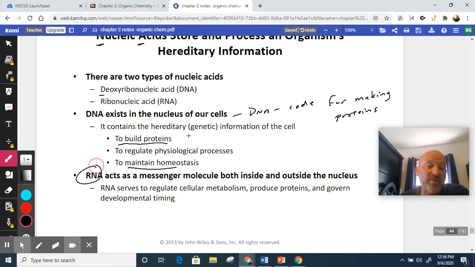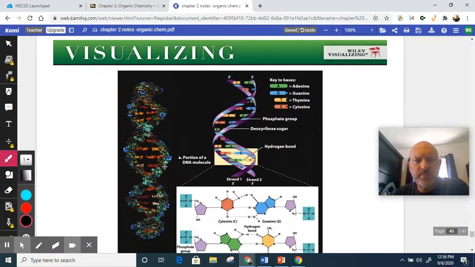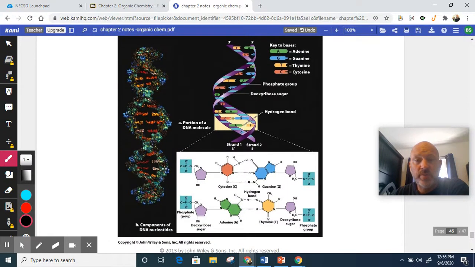Now, RNA is also built in the nucleus, but it's able to leave the nucleus because that code has to hook up with a ribosome, so the ribosomes can read the code and build the proteins. DNA cannot leave the nucleus, it's too valuable. So DNA is a genetic code.